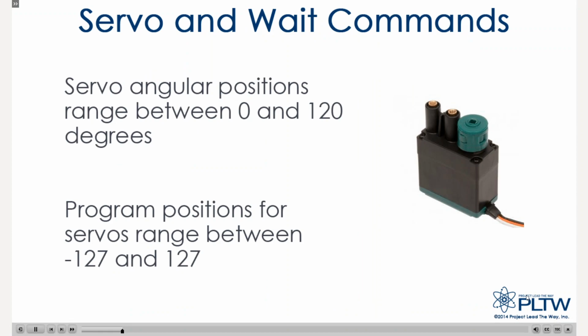The servo rotates its shaft to a set angular position between 0 and 120 degrees. Once its position has been set, the servo continually draws power to maintain that position until another position is specified.